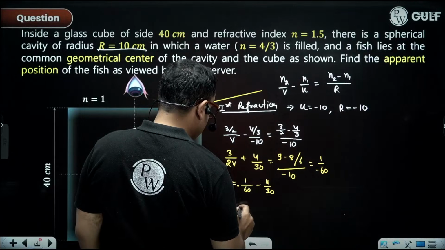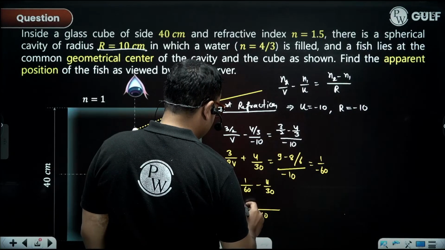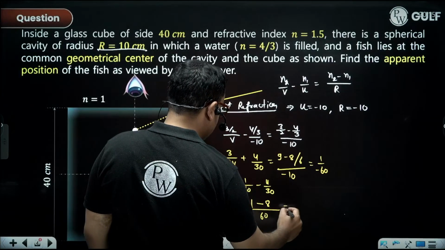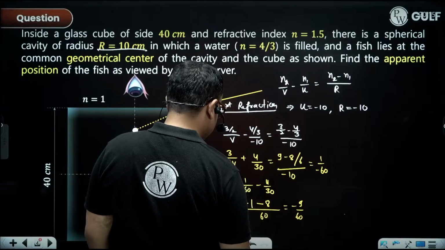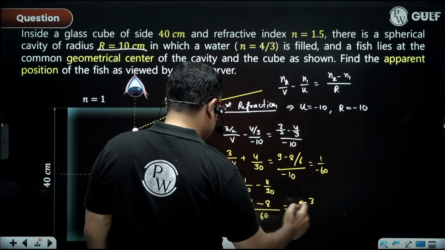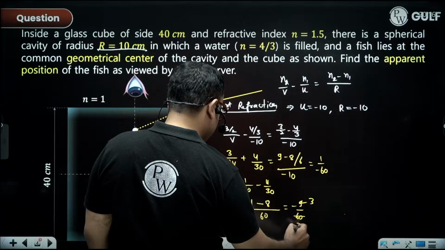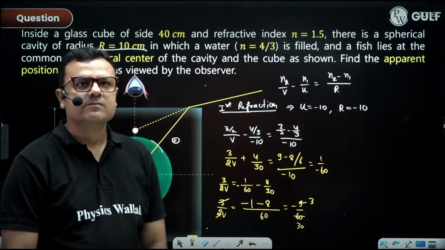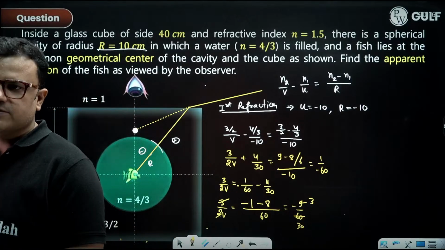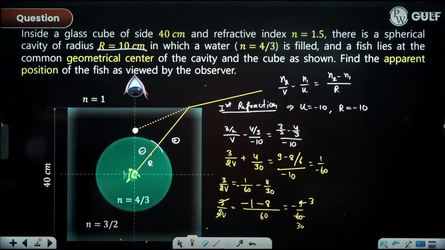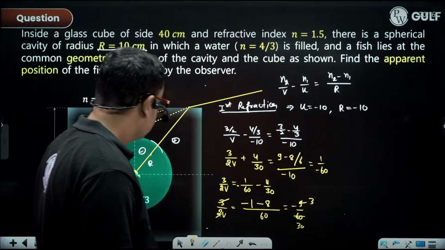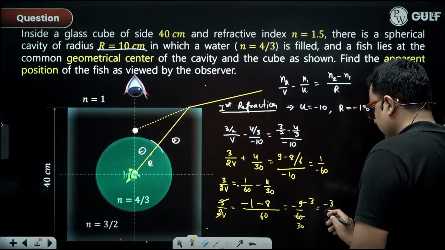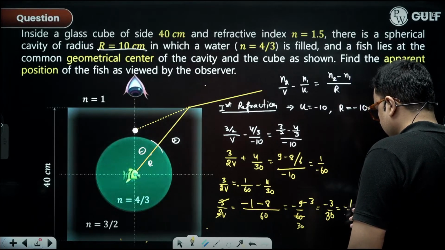3 by 2V will be equal to, taking 60 as the LCM, minus 1 minus 2... 4 twos are 8 minus 9 by 60. 3 gets cancelled out by 3 times and this 2 gets cancelled out by 30 times. Yes, my dear students, I need your response on this one. So this will be minus 3 by 10, 30, sorry. It will be minus 10.